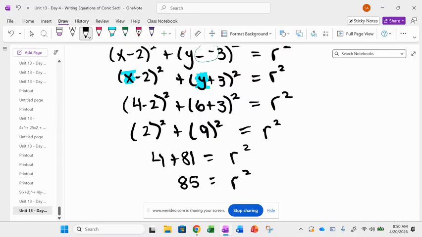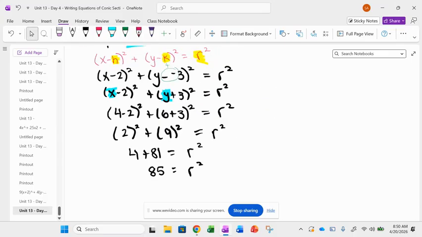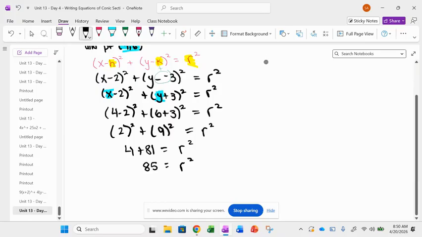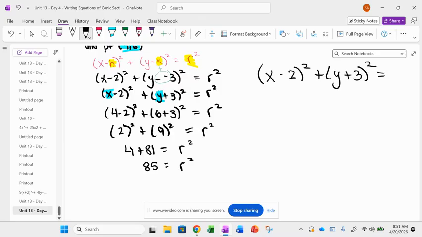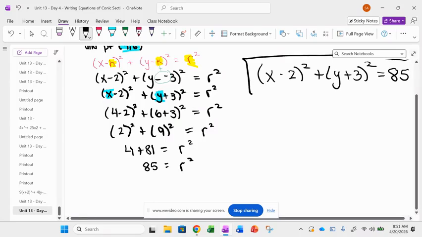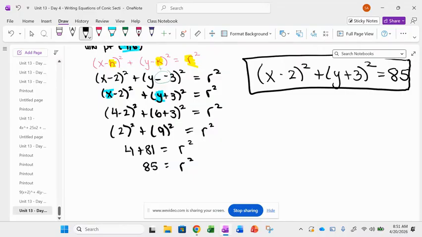Do I have to square root? No, because I don't need r. I need r squared. So now we have everything we need to write the complete equation in standard form. So we go back to x minus 2 quantity squared plus the quantity of y plus 3 squared equals r squared, which is 85. And this is the equation of the circle in standard form. Okay, next one.